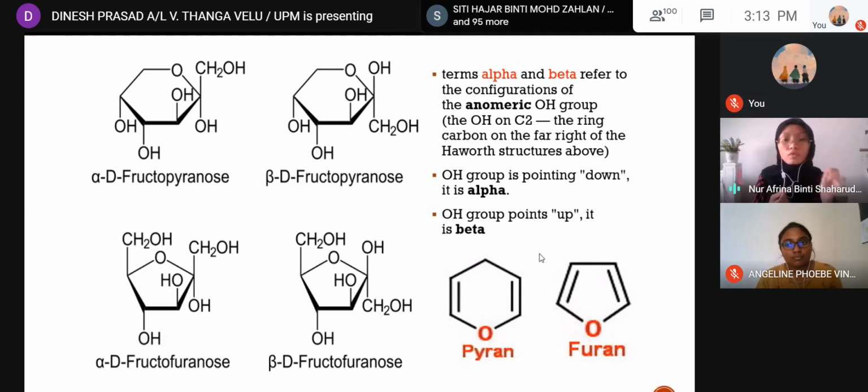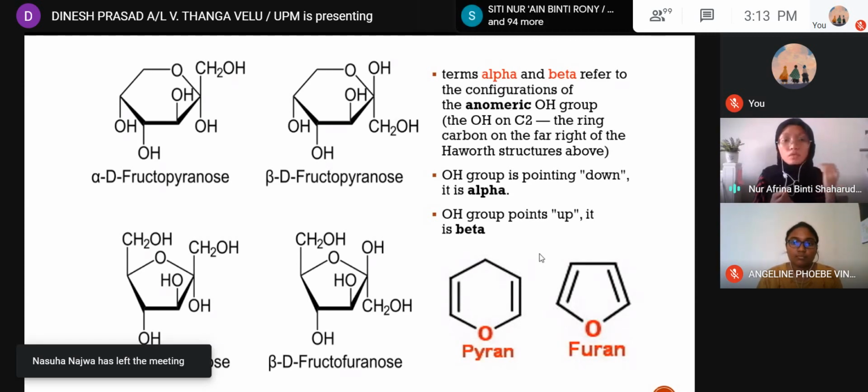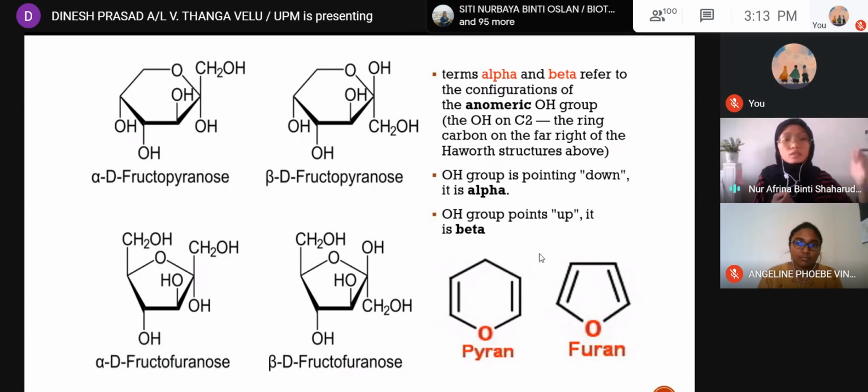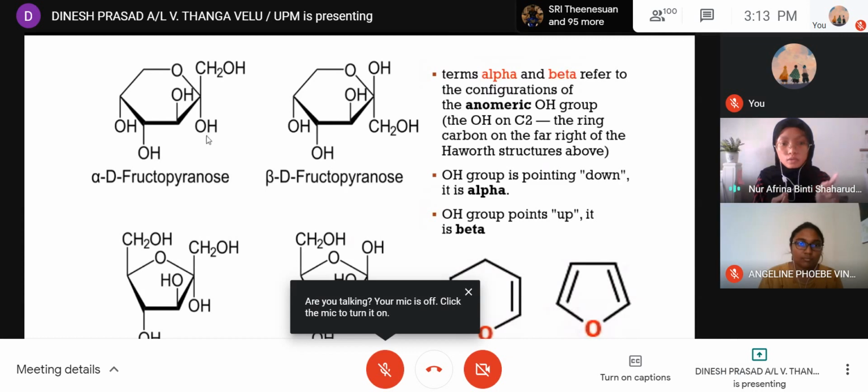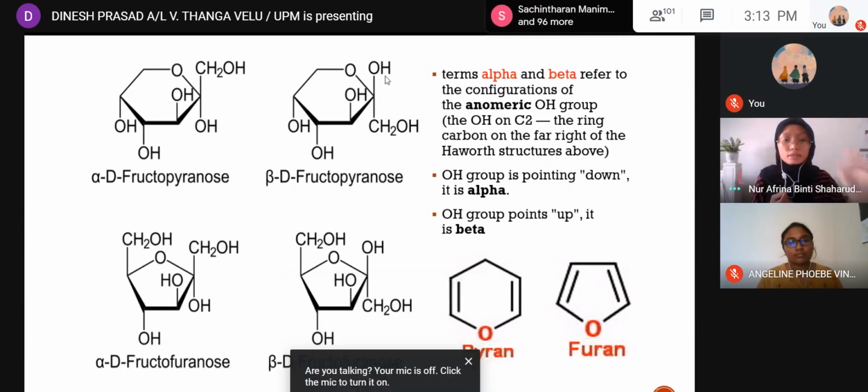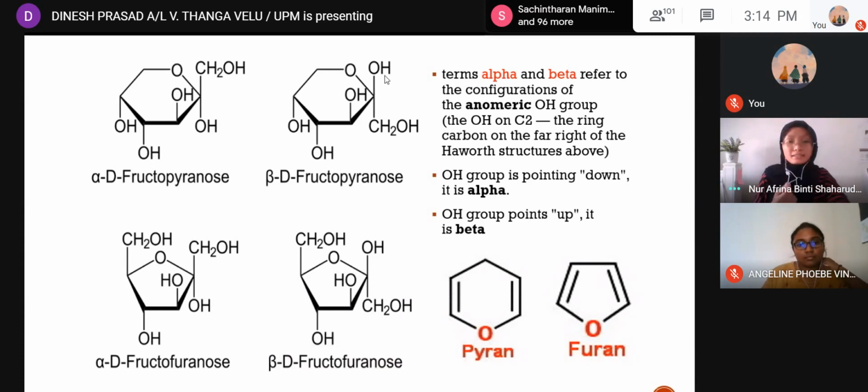In terms of alpha and beta, they refer to the configuration of the anomeric OH group. From the structure, if the OH group at carbon 2 is pointing down, it is alpha. But when the OH group is pointing up, it is beta. So I think that's it for the structure.